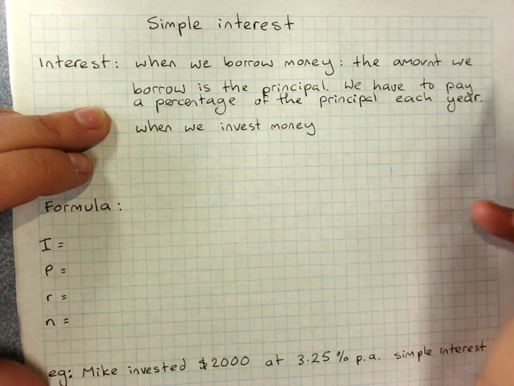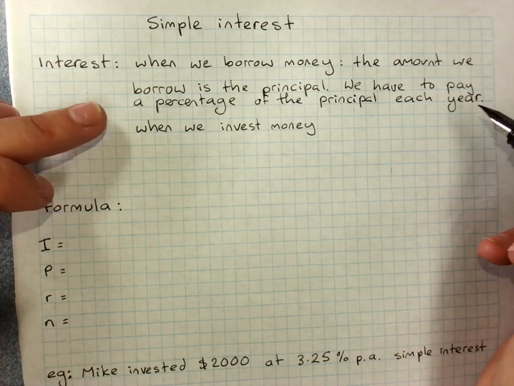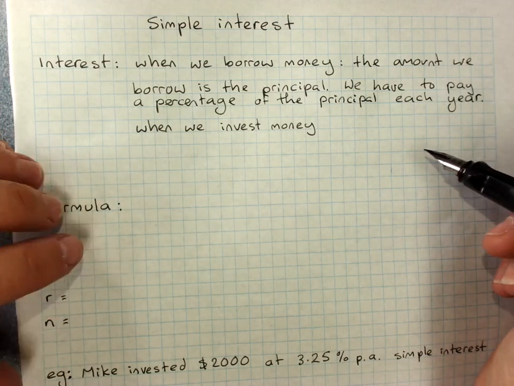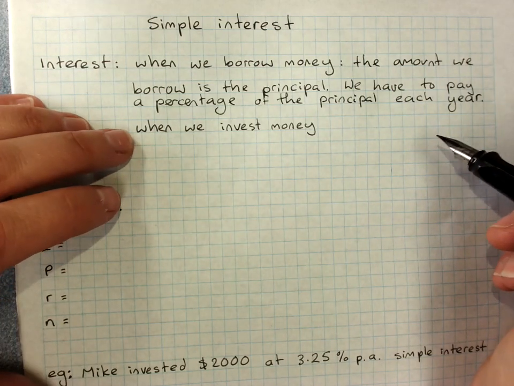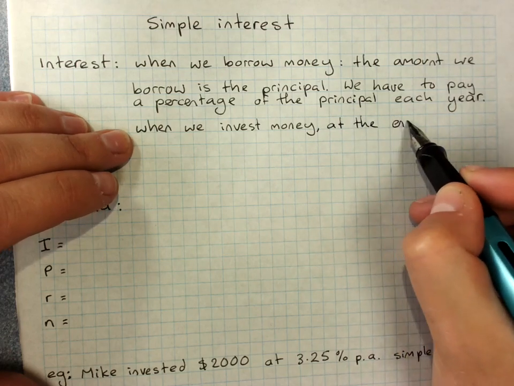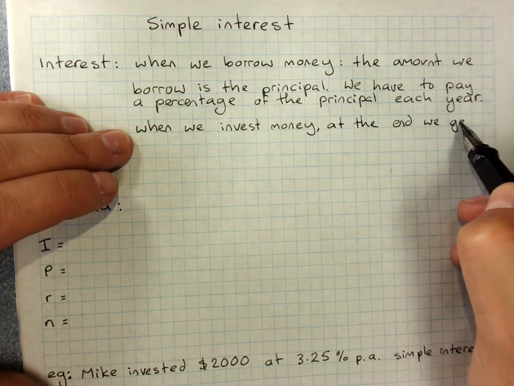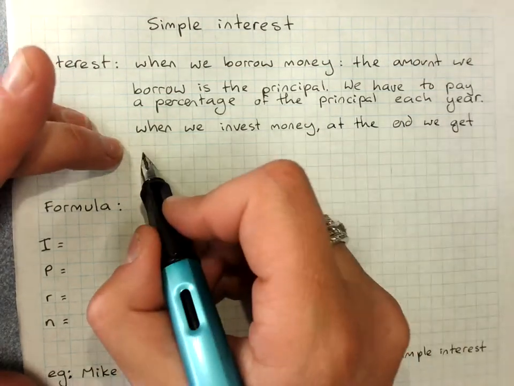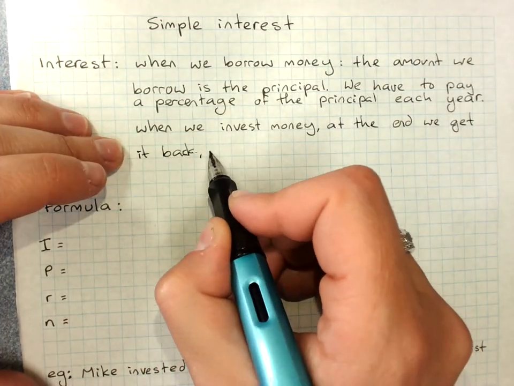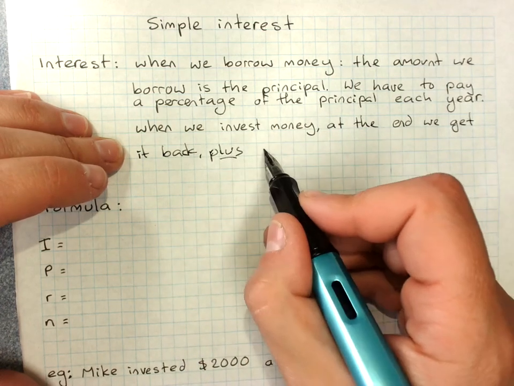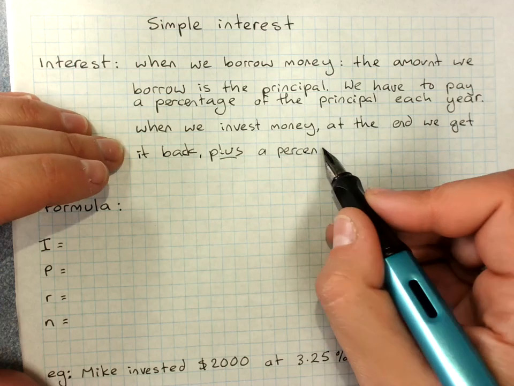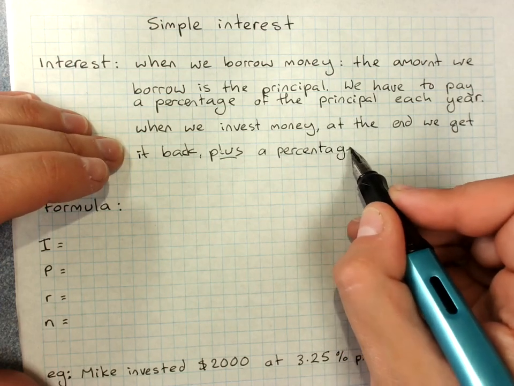So each year we have to pay a percentage of the principal, and at the end we've got to pay the principal amount back. When we invest money, at the end we get our money back, plus a percentage of it for each year that we invested it, and that is our interest.